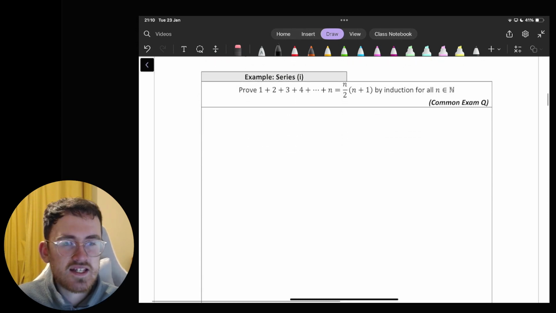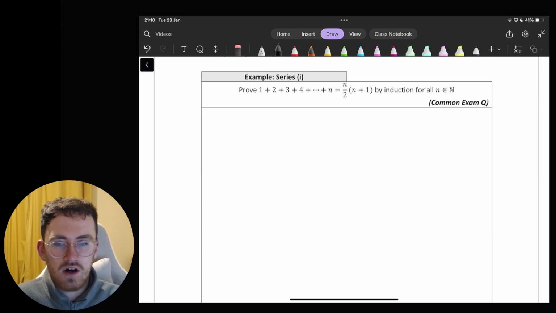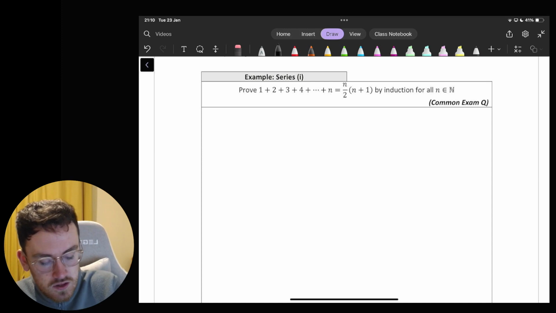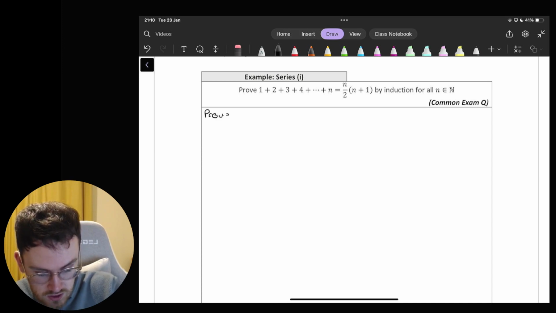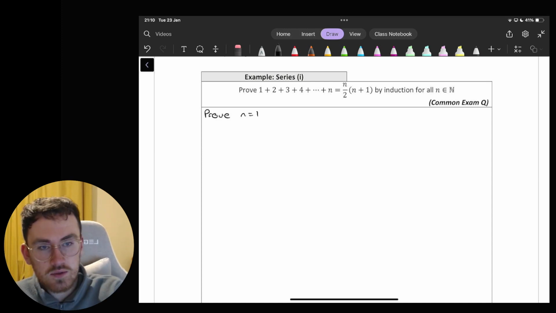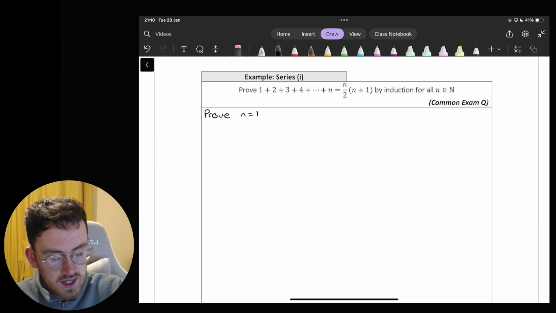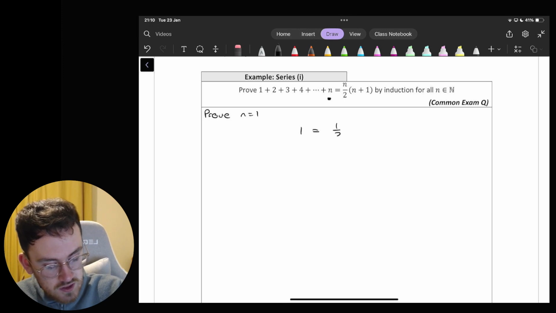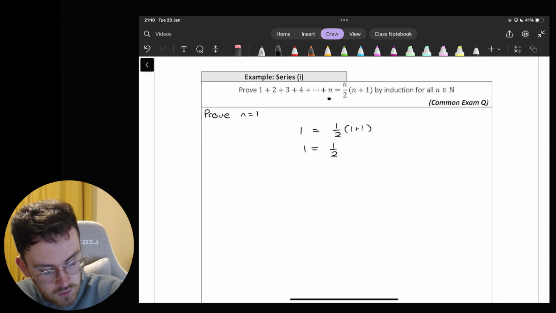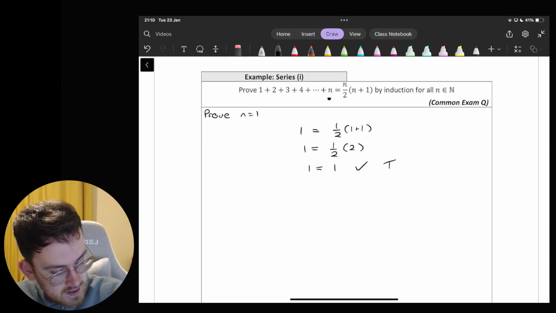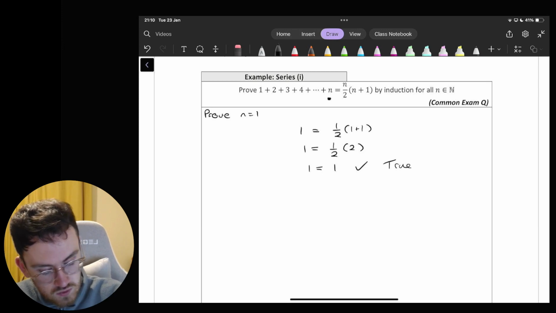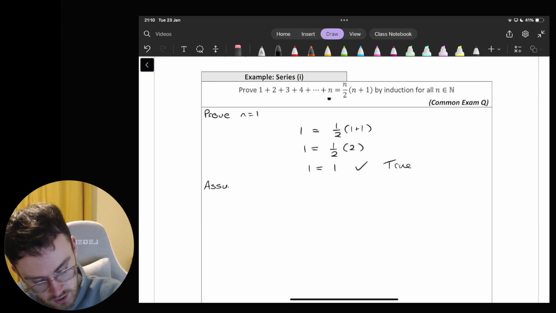Getting into the example here, this is a common enough example, and it's just the sum of the natural numbers. Let's start it off the way we start off all of these induction questions. The first step is to prove for n equals 1. We can look at the general term, which is just n, so that's just going to be 1, and we can sub 1 in for n on the other side also. What we're trying to do across here is get the left-hand side equal to the right-hand side. That's always going to be our goal here.